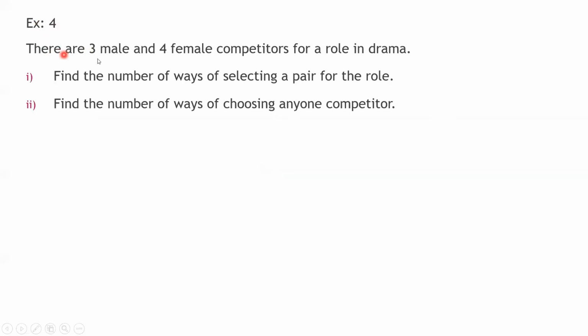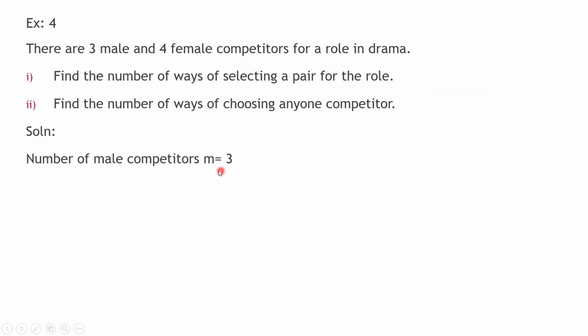Let us take another problem. Example number 4. There are 3 male and 4 female competitors for a role in a drama. Find the number of ways of selecting a pair for the role, means 2 people we have to select. And the second problem is find the number of ways of choosing any one, means either male or female. Here we have to choose only one. Here we have to choose 2 people. Okay. Let us take the first one.